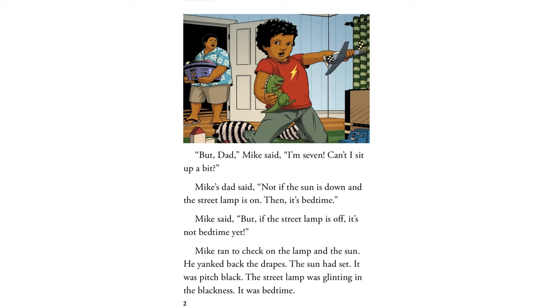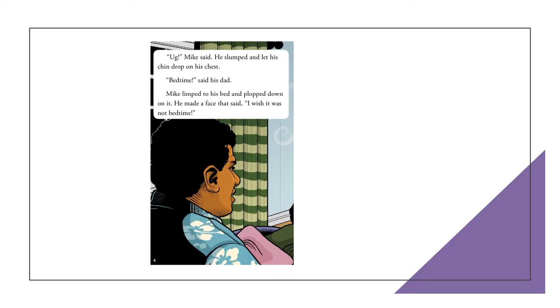Mike ran to check on the lamp and the sun. He yanked back the drapes. The sun had set. It was pitch black. The street lamp was glinting in the blackness. It was bedtime. "Ugh," Mike said. He slumped and let his chin drop on his chest. "Bedtime," his dad said. Mike limped to his bed and plopped down on it. He made a face that said, I wish it was not bedtime.